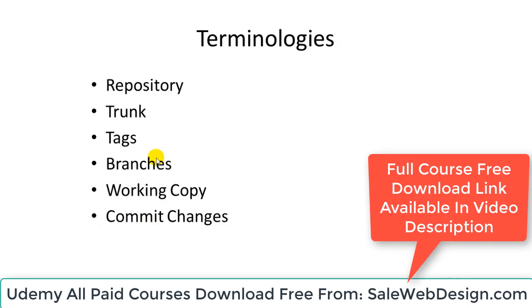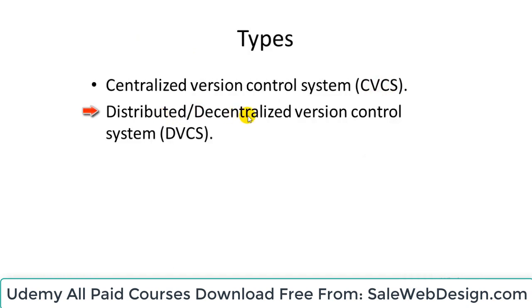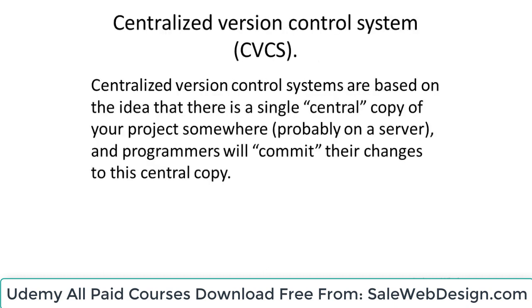Next is understanding the different types of version control systems. Basically, there are two types, as I have mentioned in this slide. The first is the centralized version control system, called CVCS, and the second is the distributed or decentralized version control system, that is DVCS. What is a centralized version control system? It is software that helps software developers work together, and it has a central repository. So that is the first plus point. Let's understand each one of them.